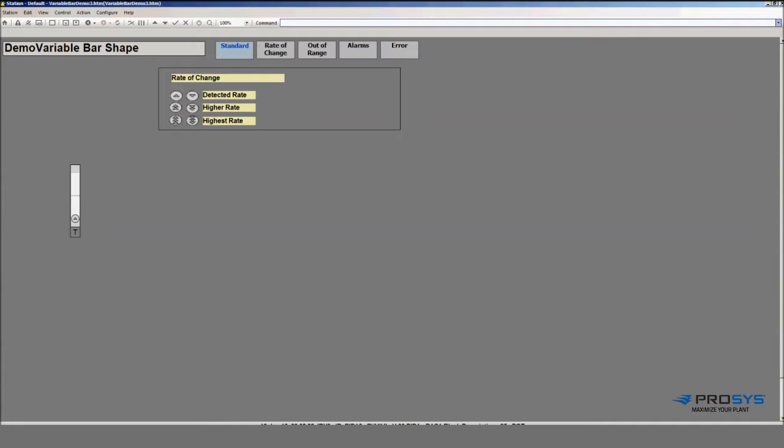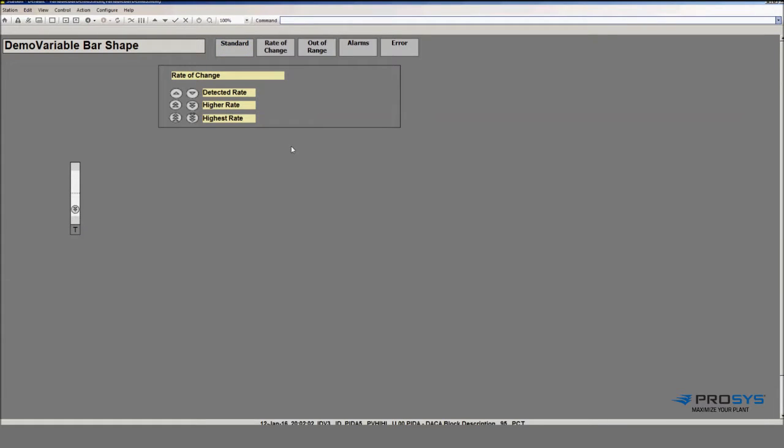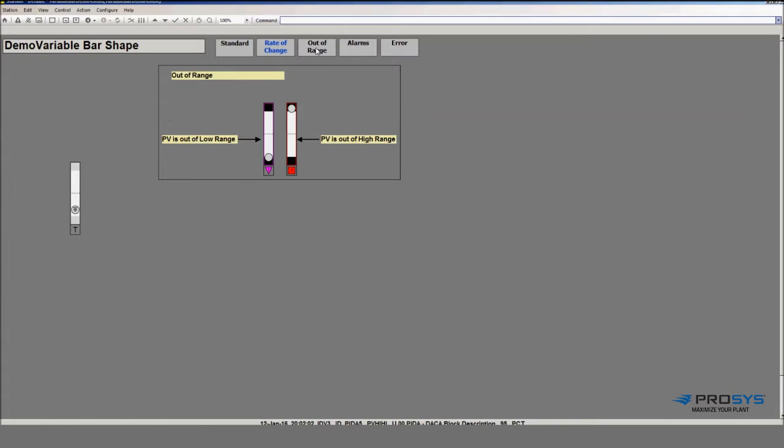The idea is to give operators a visual indication how fast the value is changing to make sure they can react early enough to keep the unit in a stable operation. The rate of change is calculated in a custom algorithm block. The shape does also indicate if the current value is outside of the operating range. The out of range section will turn black to have a visual indication for the operator, like you can see.